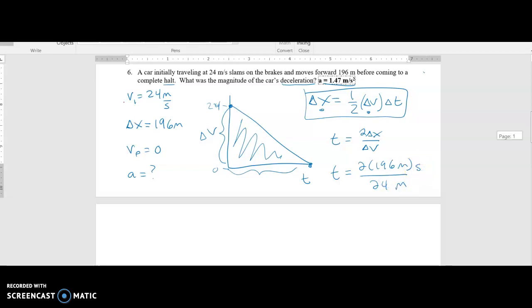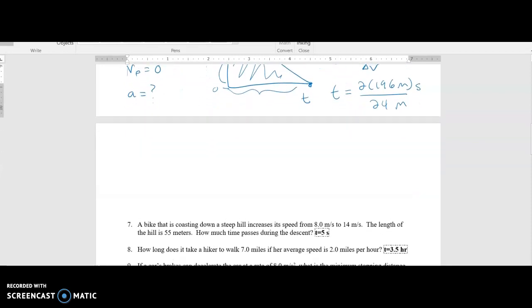So I'm going to bring this down to the next page a little bit. So we know the time equals whatever that is. You can do some quick math. And that is 16.3 seconds.